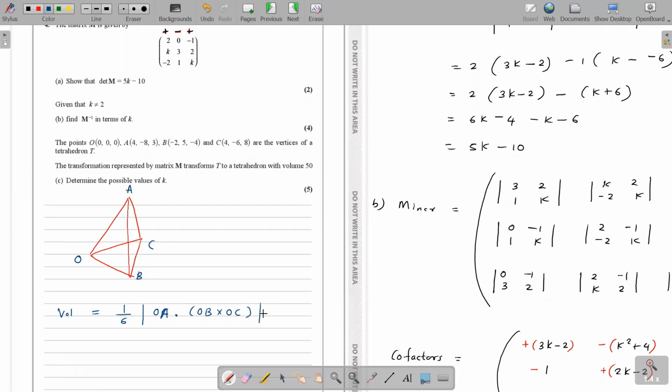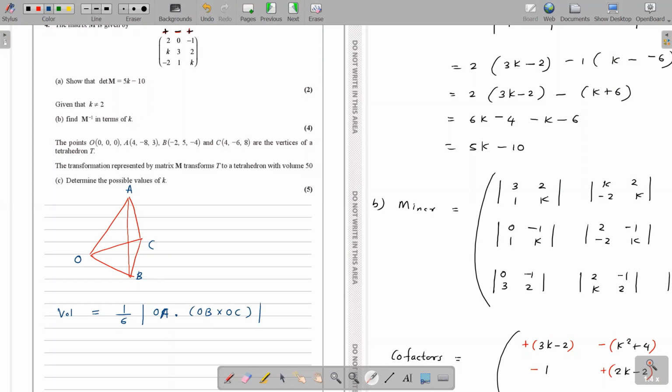A dot B cross C, the triple scalar product, gives you the volume of a parallelepiped. These are theories in your F3 book. So 1/6 of A dot B cross C gives you the volume of a tetrahedron. Now they have given you the volume of which tetrahedron, the original one or the transformed one? They have given you the volume of the transformed one. So what do you need to do here? Can I use the original ABC coordinates? No, I have to get the new coordinates.